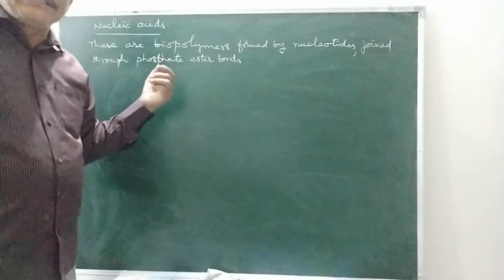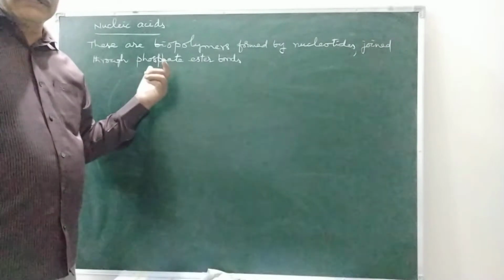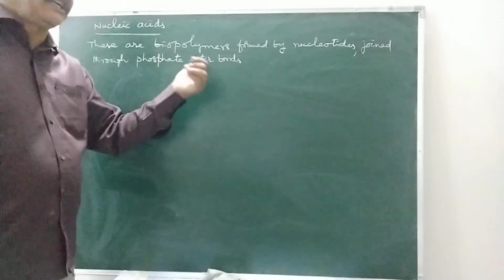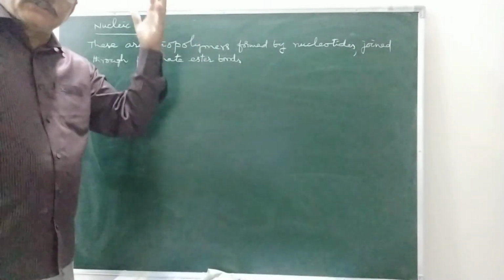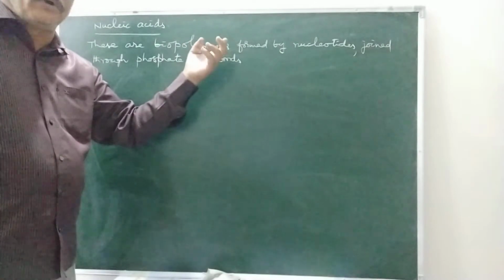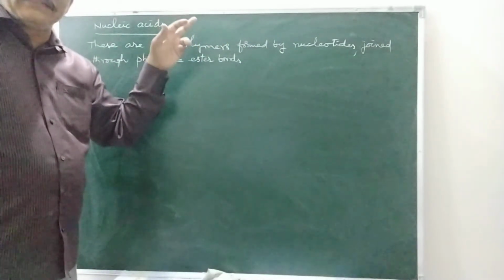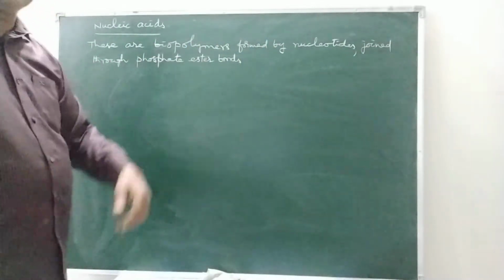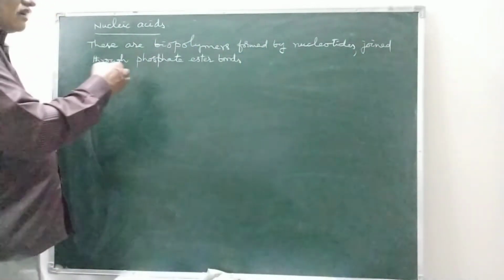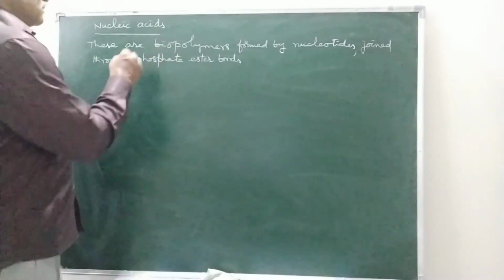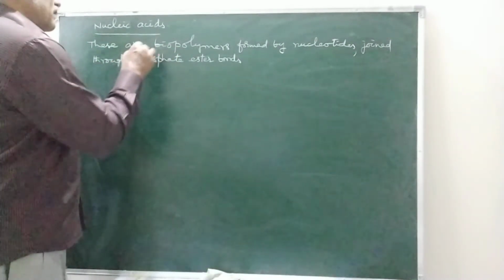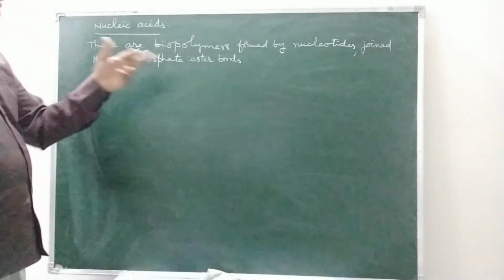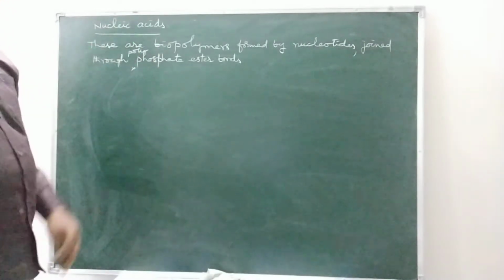Here also condensation polymerization takes place. Water-like molecules are eliminated during the formation of these bonds, like in proteins. Of course, in proteins, CONH or peptide bonds hold the amino acids together. Here, nucleotides are held together by phosphate ester bonds, so you can say there are a large number of polyphosphate ester bonds. So this is the definition of nucleic acids.